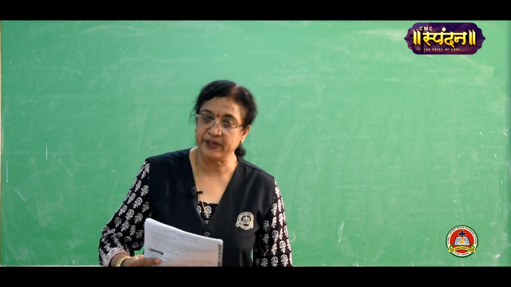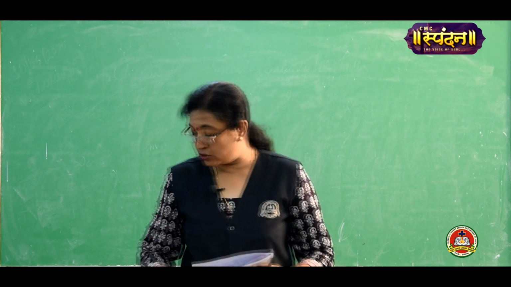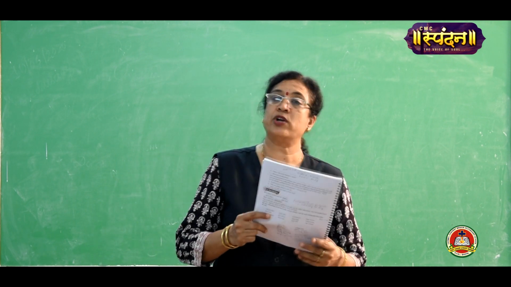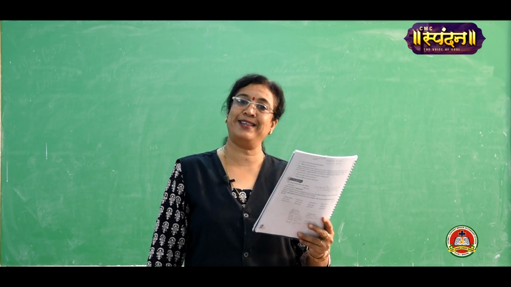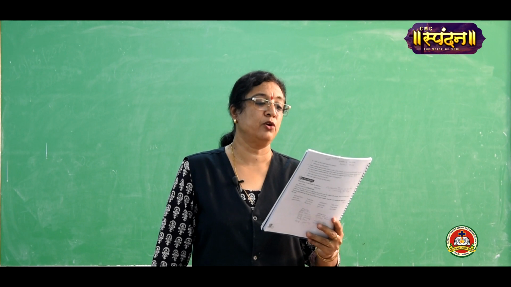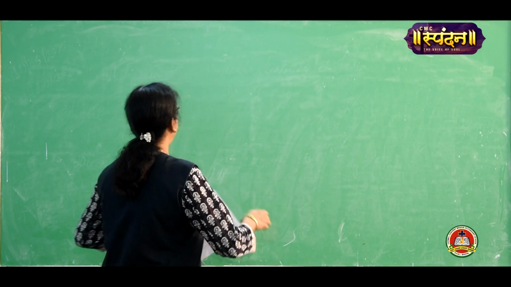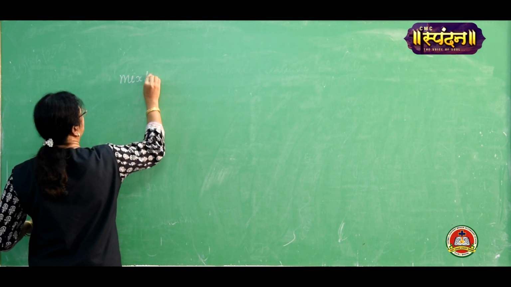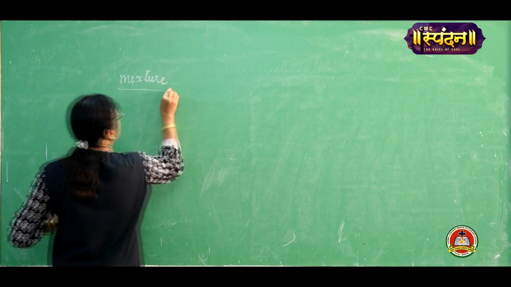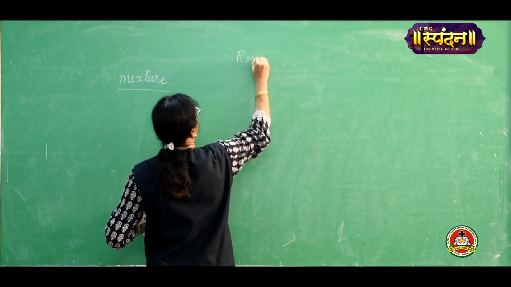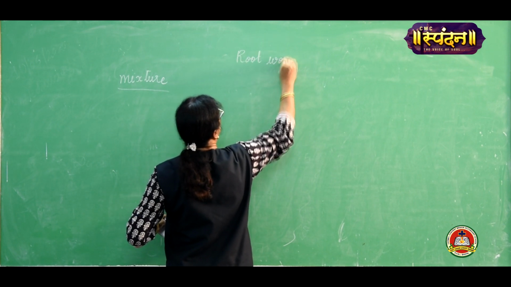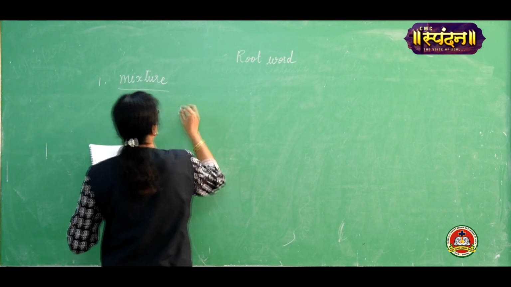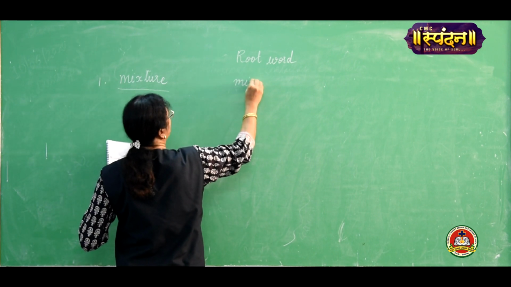So look up a dictionary. They are saying that you have to look into a dictionary, but I have written everything, that is, what the root word is. Now the first one they have given is mixture. The root word is mix, like mixture. This is the main word and here I am writing the root word. So the first one is mixture, so the root word is mix.